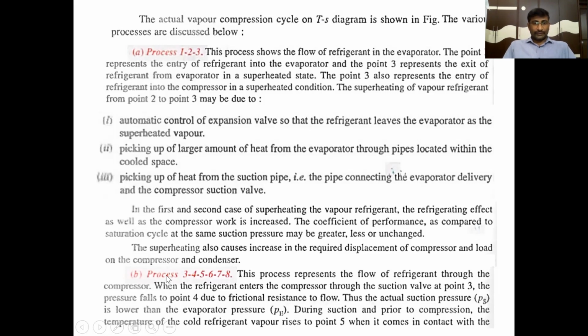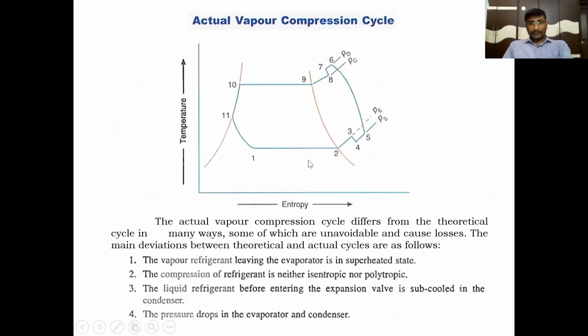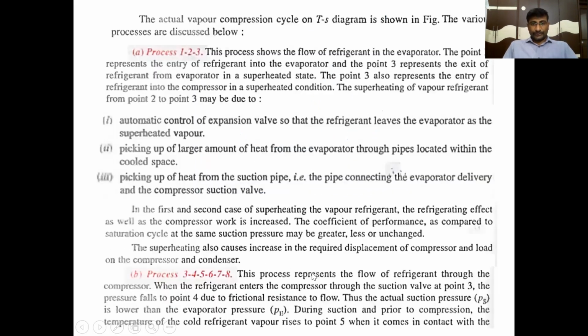Let us go to another process, 3, 4, 5, 6, 7, 8: from 3 to 4, 4 to 5, 5 to 6, 6 to 7, 7 to 8. This totally occurs in the compressor. 3, 4, 5 is at the suction valve, 6, 7, 8 is at the discharge valve, and 5 to 6 is the compression. Clear? So this process presents the flow of refrigerant through the compressor.